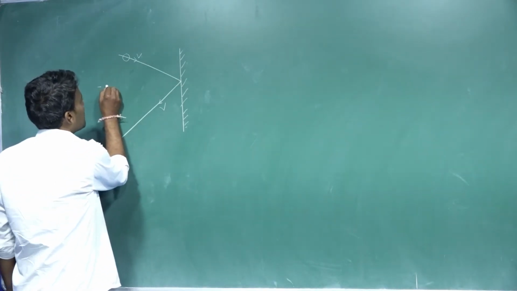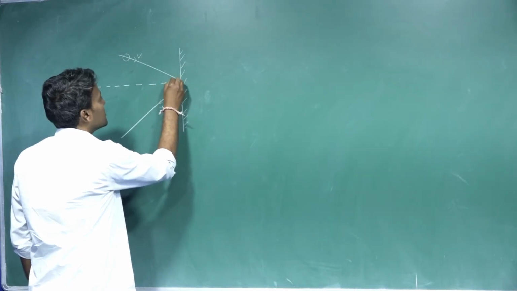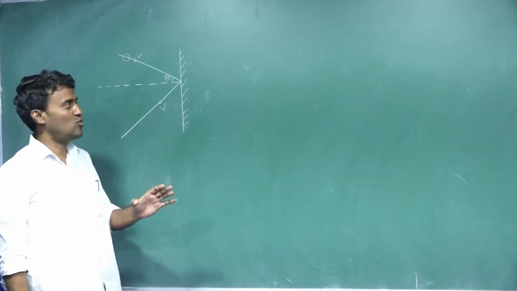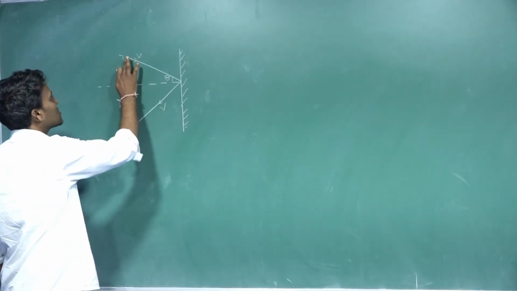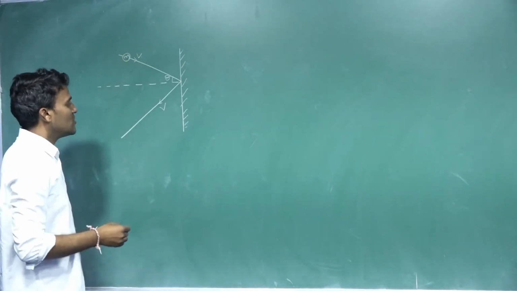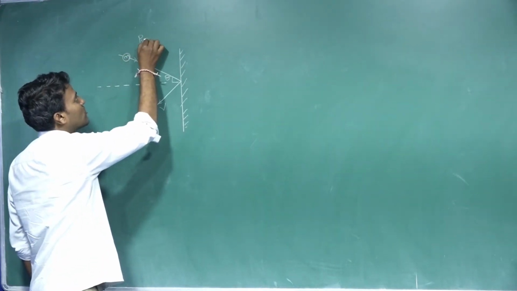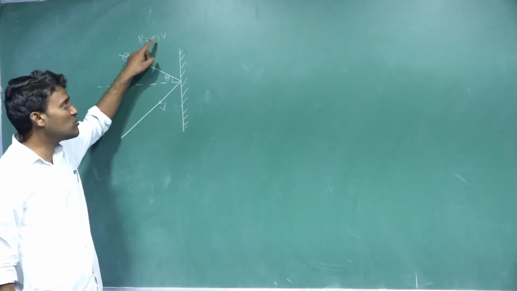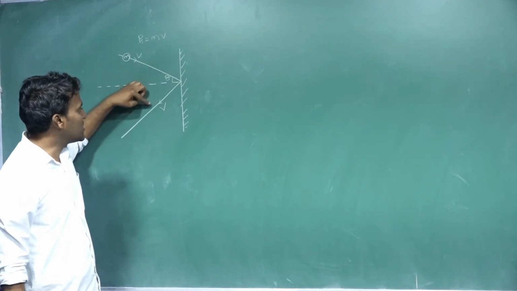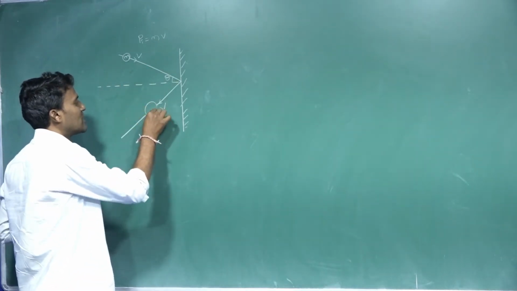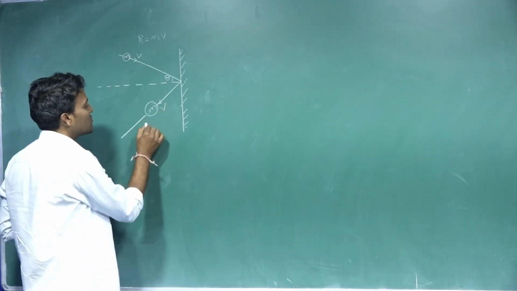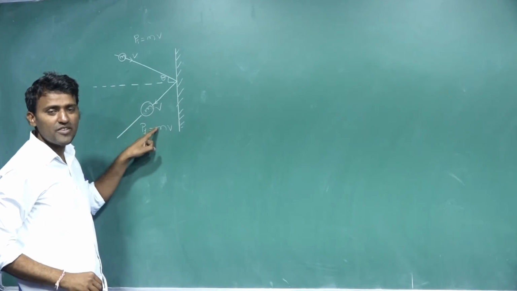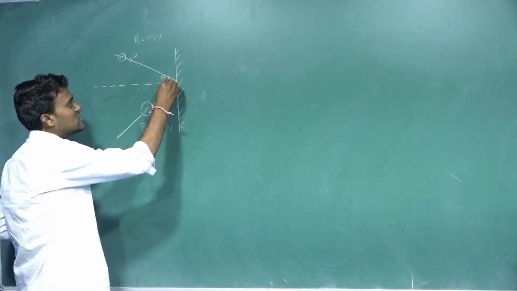Now this makes an angle theta with the horizontal, so the momentum of the ball makes an angle theta with the horizontal. Say the mass of the ball is m. Initial momentum of the ball is mv, the product of mass and velocity. After collision it moves with the same velocity v, so the final momentum is also mv. Initial momentum is mv, final momentum is mv. Both are equal.